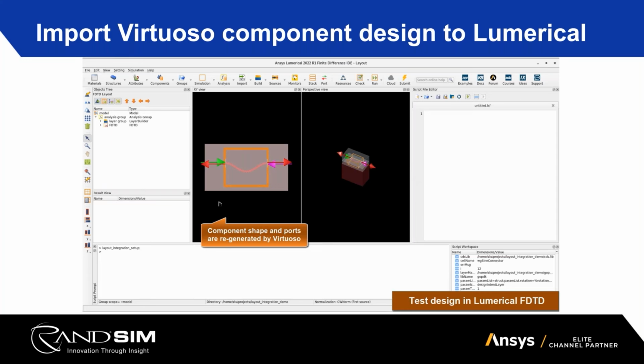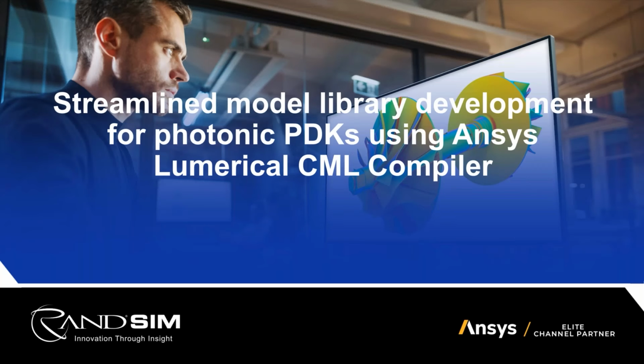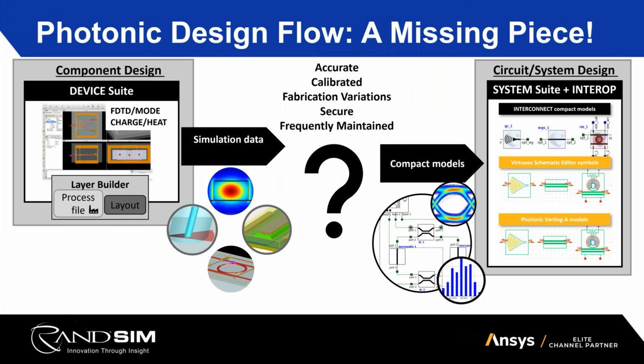And we can move to the next page, and the next page. So with the S parameter ready, we can use the CML Compiler to build the compact model for the S parameter. So, CML Compiler.